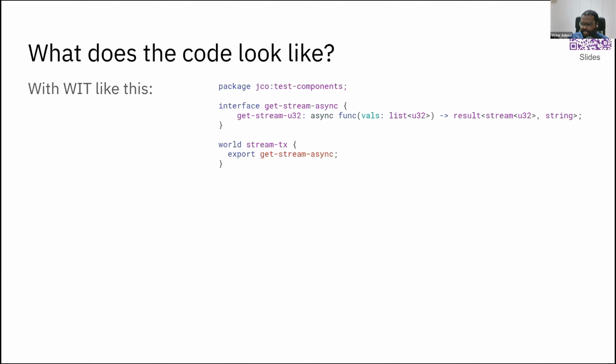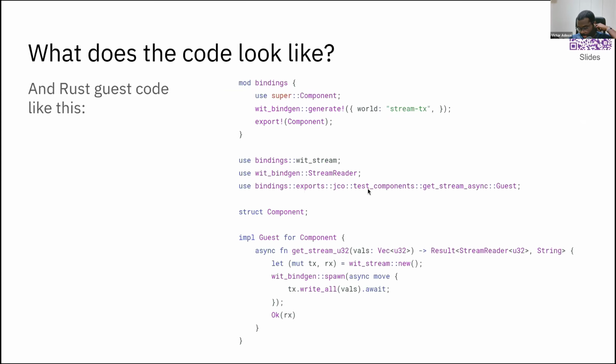So if we have a WIT interface that looks like this, and you take something simple, this test is written to take a list of values, a list of U32s, and return a stream of those very same U32s, right? So basically trivial. With a WIT like this, importantly, you've got the stream of U32s coming out of there. In JCO's case, we use Rust guest code for this because obviously we can't use JS guest code just yet.